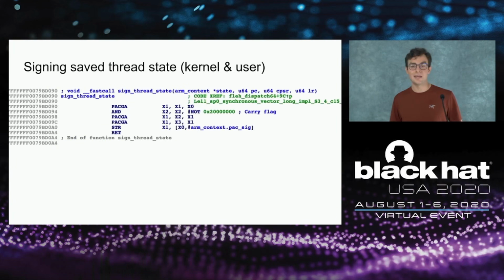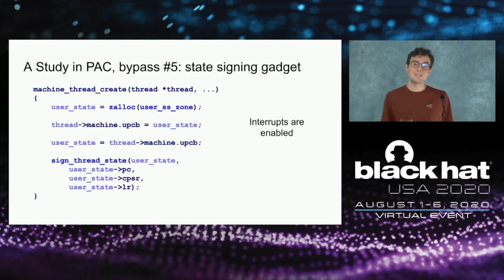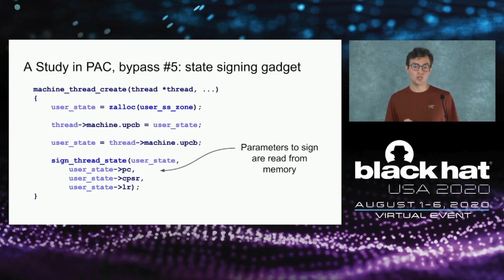But once again, in the end, I found that it wasn't actually necessary to have interrupts be used in order to trigger this issue, because it turns out that this function would actually just read the parameters to sign directly from memory. If you were to use your kernel write primitive to swap out this user state pointer to some address you control, you could just directly get a signature on the state without having to mess with interrupts at all. So those were two of the bypasses that I found in iOS 12.